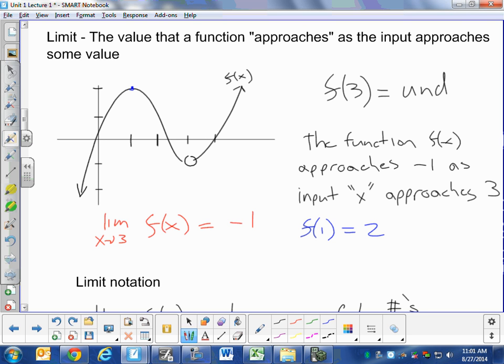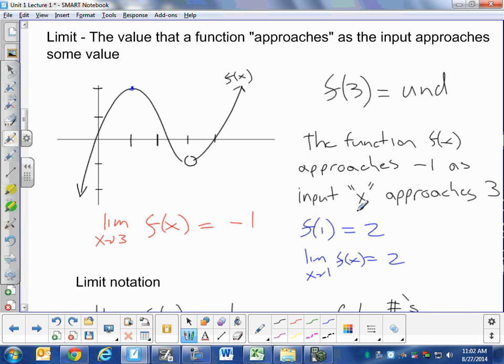What is the limit of this function as x approaches 1? What do you think, Miss Pennington? What is the limit at 1? So we said the limit as x approaches 3 of this function is -1. What is the limit as x approaches 1? It is 2. So here we had an undefined value, but our limit existed, and it was -1. Here we could have a situation where we just have our function value being the same as the limit.